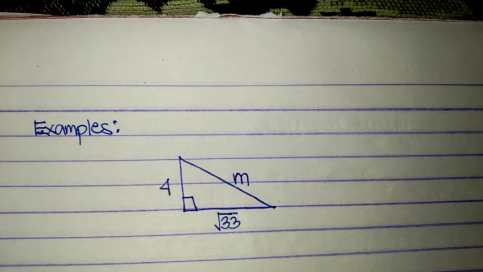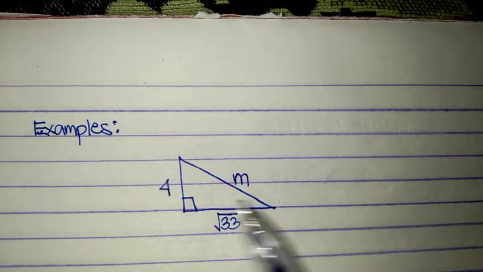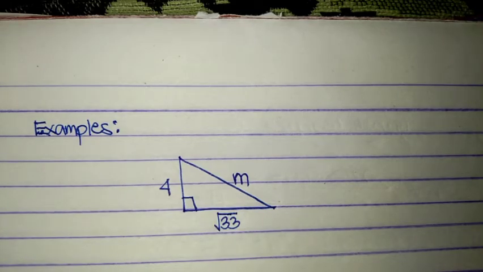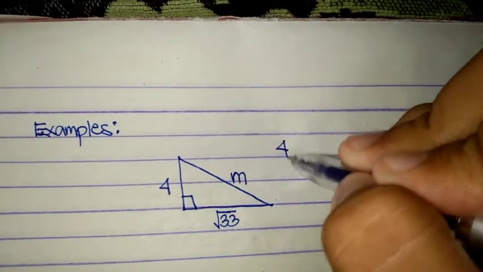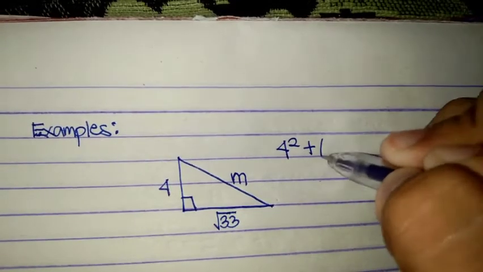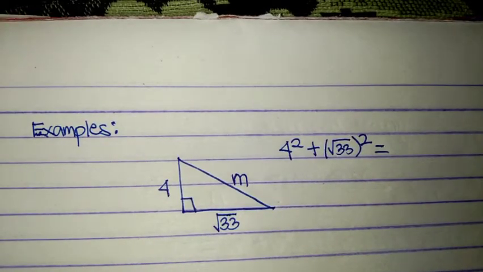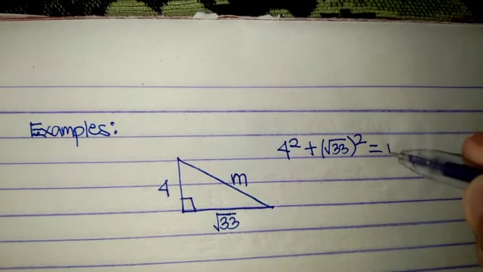So, how can we use the Gougu Theorem or the Pythagorean Theorem? We can use it on problems like this. Consider a right triangle whose legs are 4 units and square root of 33 units in length. What is the length of the hypotenuse M? So from the Gougu Theorem, we know that the sum of the squares of 4 and square root of 33, so we have 4 squared plus square root of 33 squared, is equivalent to the square of M, which is the hypotenuse, M squared.